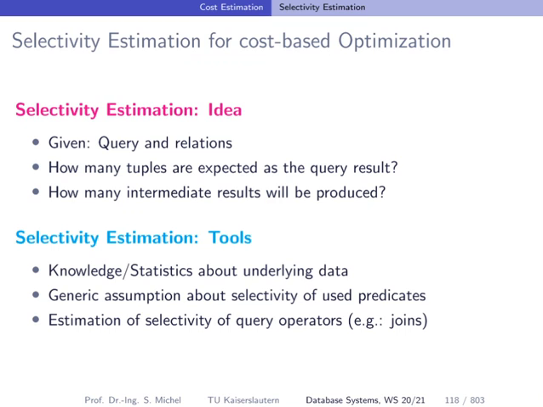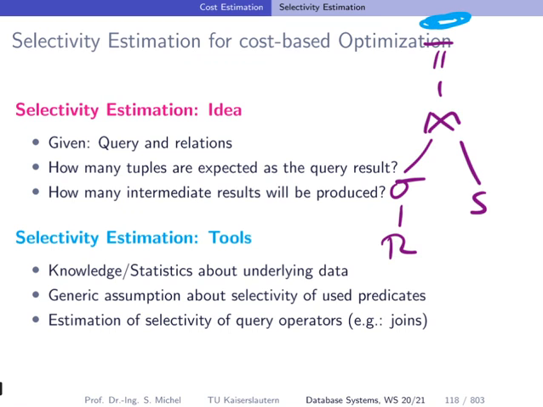The idea behind selectivity estimation is that if you have a query and one or multiple relations, you want to estimate how many tuples are expected as the query result. A query usually looks like this: you have a join and maybe a projection, here a selection on some relation, and another relation. We not only want to know how many tuples come out on top, the final result, but also how many tuples will be produced by the individual subtrees. Otherwise we do not know how many tuples will be fed into the join computation, and then we cannot estimate how long the join will take if we don't know how big the inputs are.